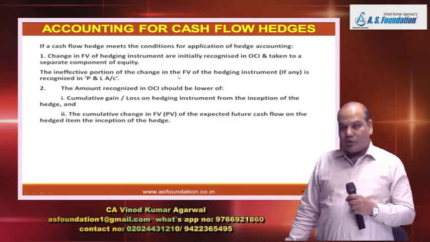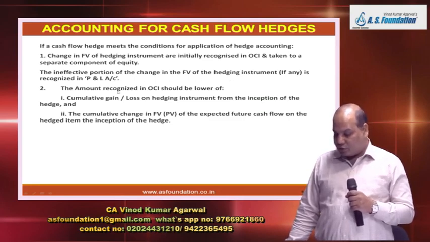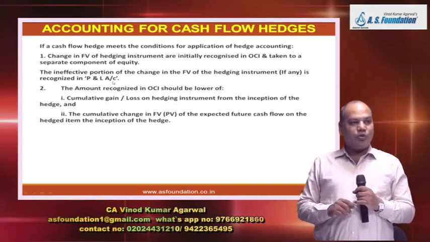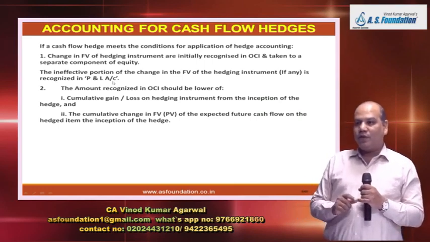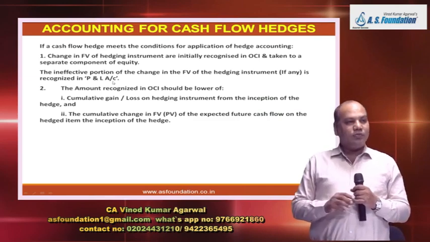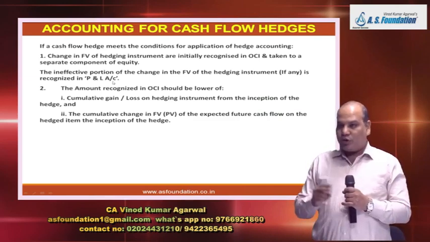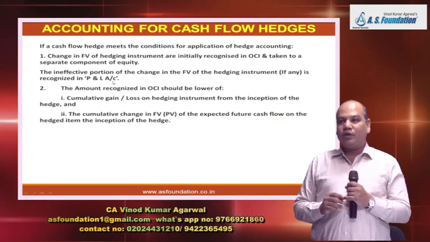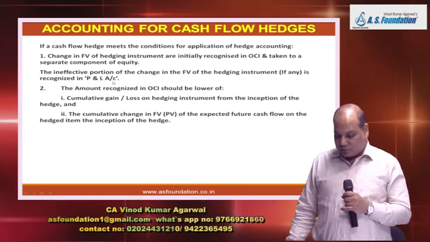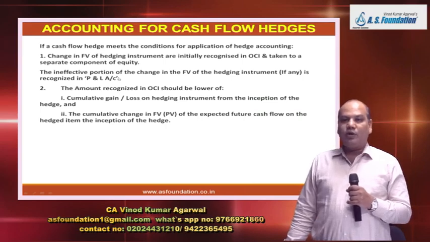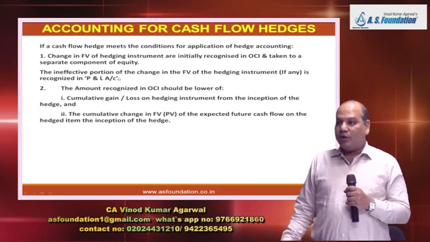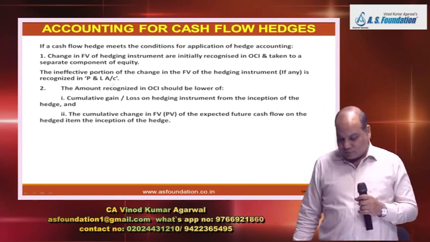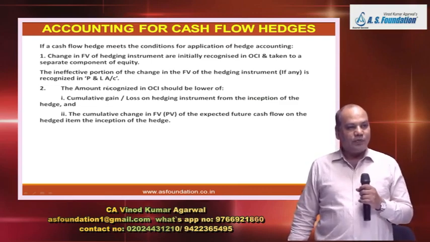The ineffective portion of the change in fair value of the hedged instrument, if any, is recognized in profit and loss account. Now this is only peculiar to cash flow hedge, not for fair value hedge. The total gain or loss will be divided into two parts: effective hedge and ineffective hedge. The ineffective portion will be transferred to P&L account, and the effective portion will be transferred to OCI.